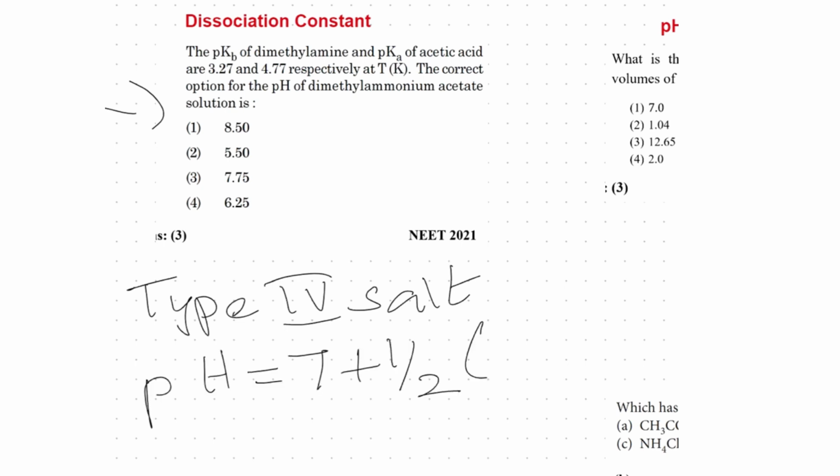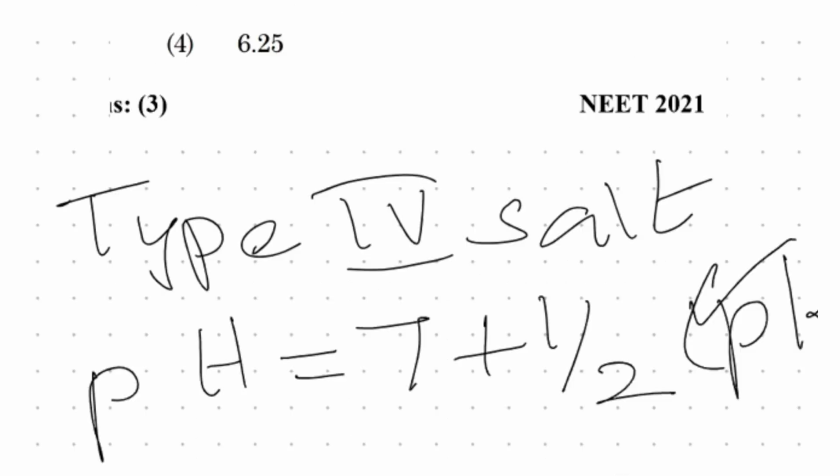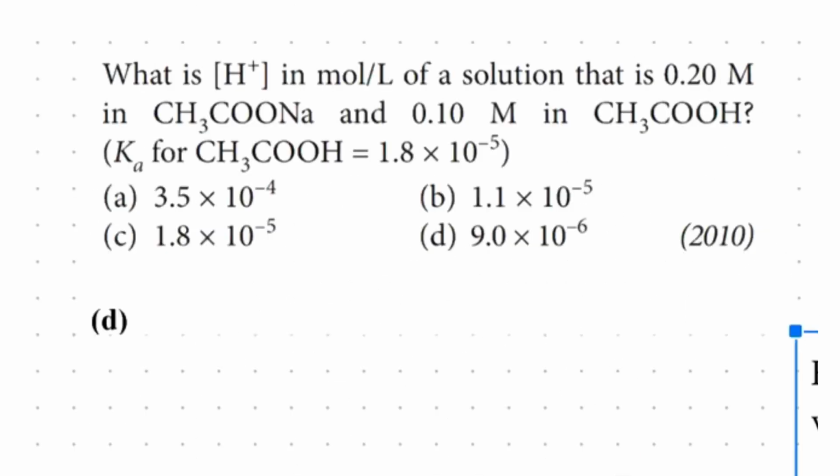So in this question, pKa and pKb are given already. Directly you substitute the values and you will get the pH answer as 7.75. That is, option 3 is the correct answer. If you substitute the numbers, you will get this answer. Coming to the next question.